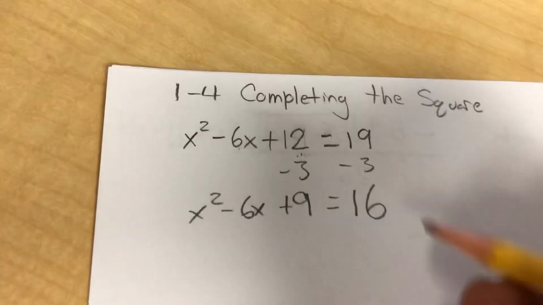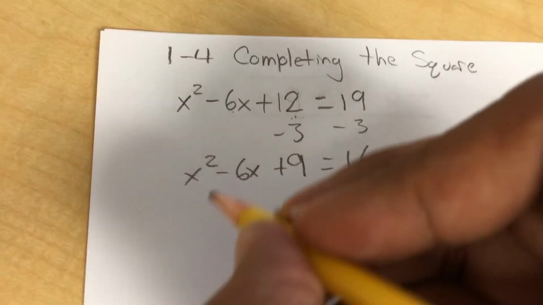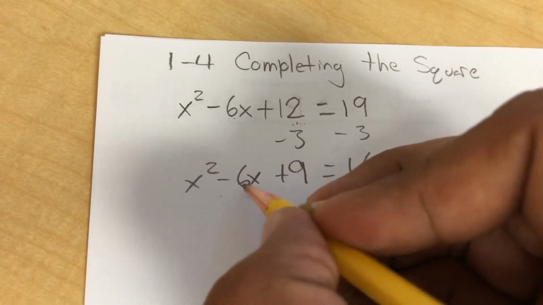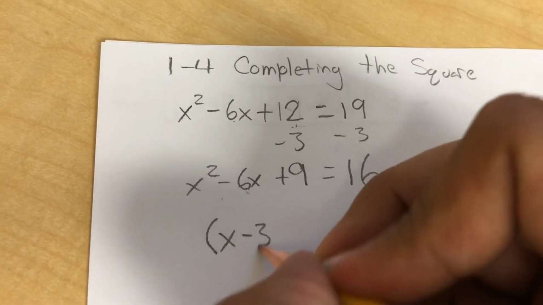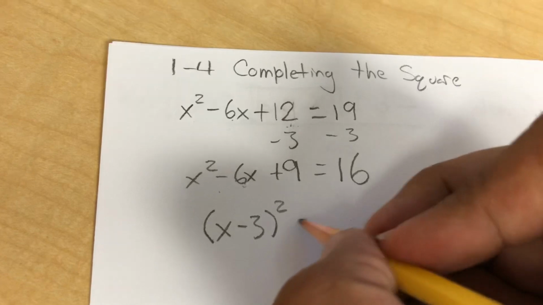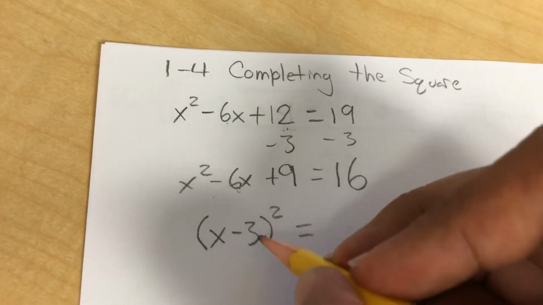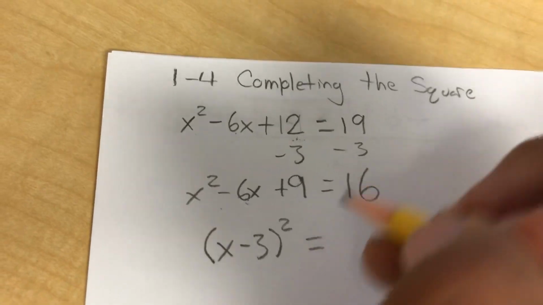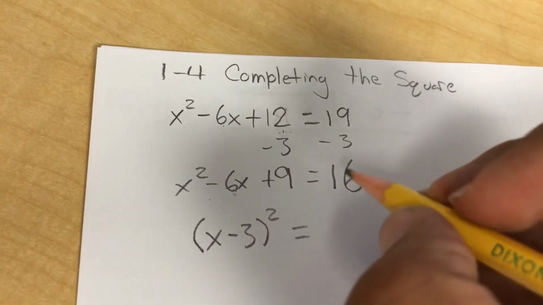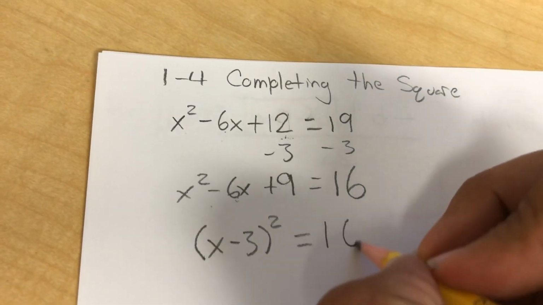How do you figure out what the answer to the perfect square is? You divide this number, which is negative 6, by 2, and now you know this equals x minus 3 squared. Now if you do x minus 3 times x minus 3, you'll get this exact answer. So that's how I know that I can reduce this. Now this is just 16.